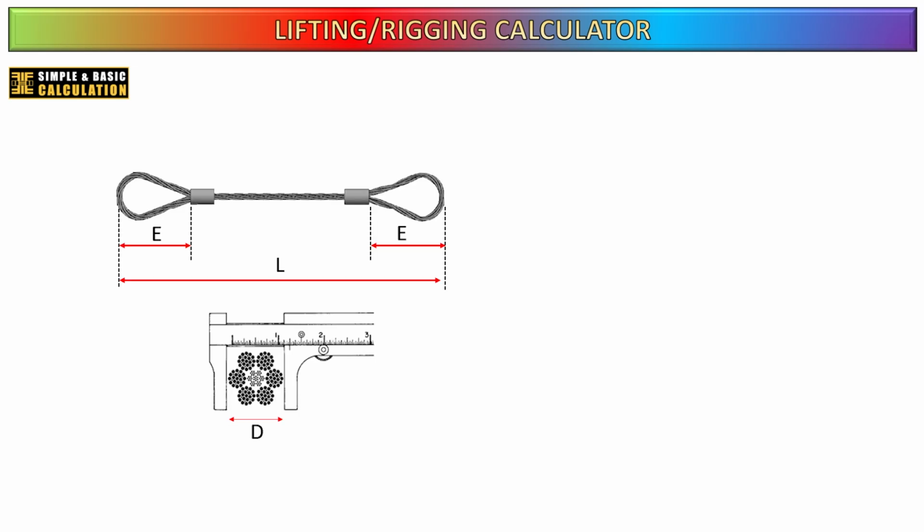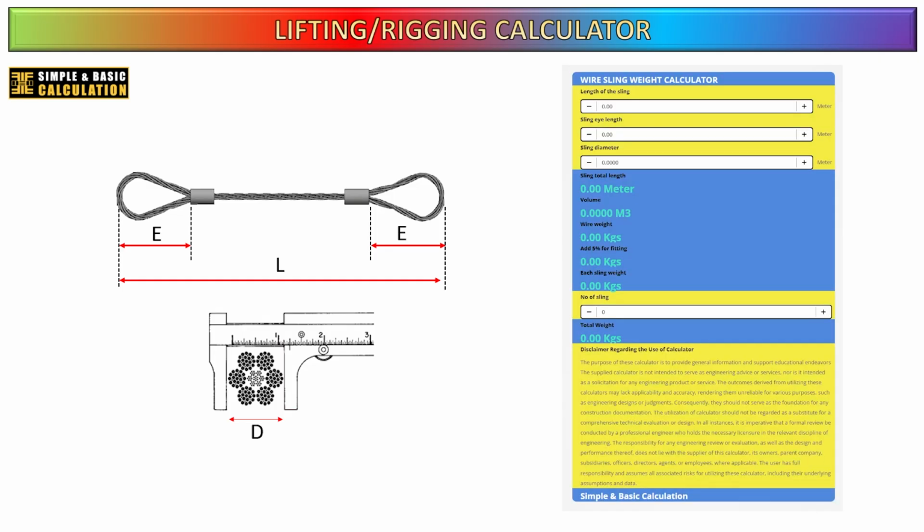Rigging teams or engineers often forget to include sling weight when calculating total lift weight. This tool solves that issue. Steps. Select sling diameter. Enter sling length and sling eye length. If you're using a grommet or endless sling, it is not required to input the sling eye length. Choose configuration: single leg, 2 leg, or 4 leg. The calculator then displays weight per meter and total sling weight. This is extremely useful for crane lifting where every kilogram matters.